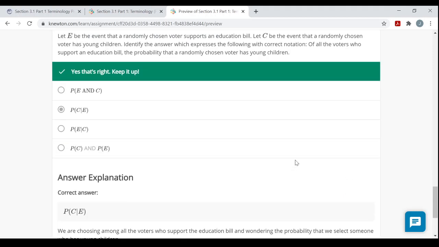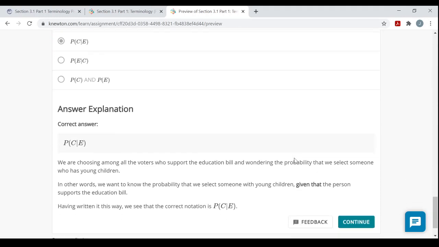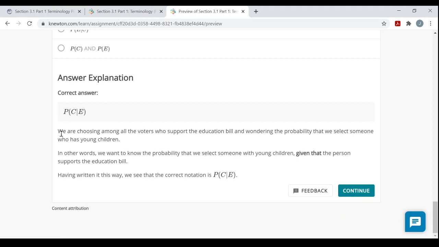Hopefully that made sense. Conditional probability: if you already know an event has happened, and then you want to find the probability of another event, that's typically written in this conditional notation. The probability of C given E.